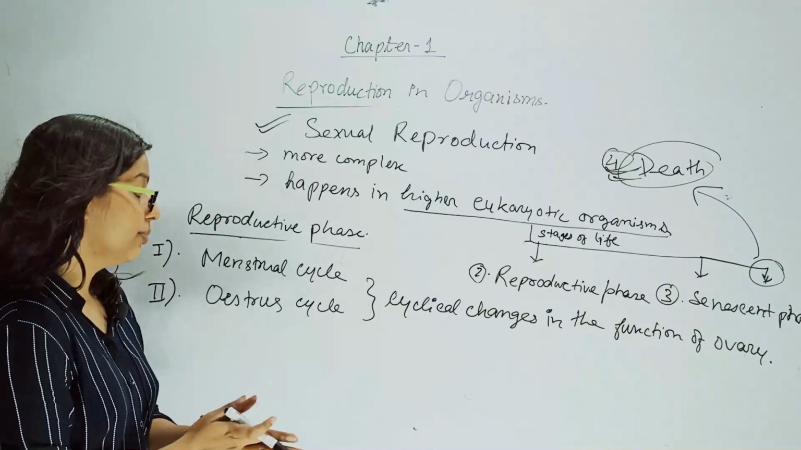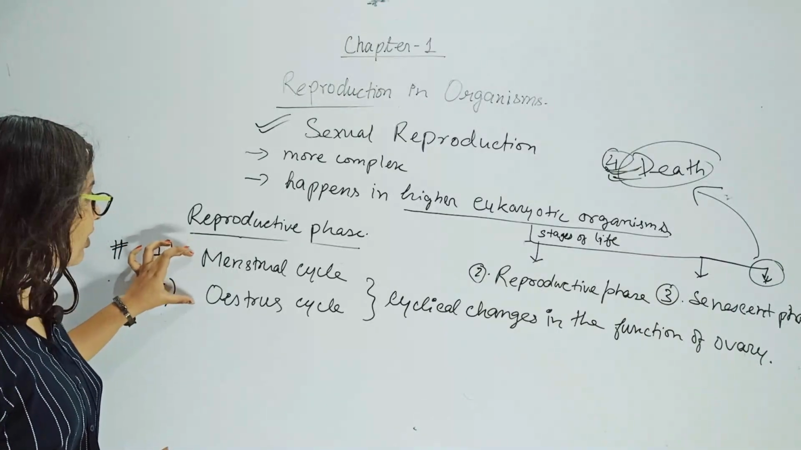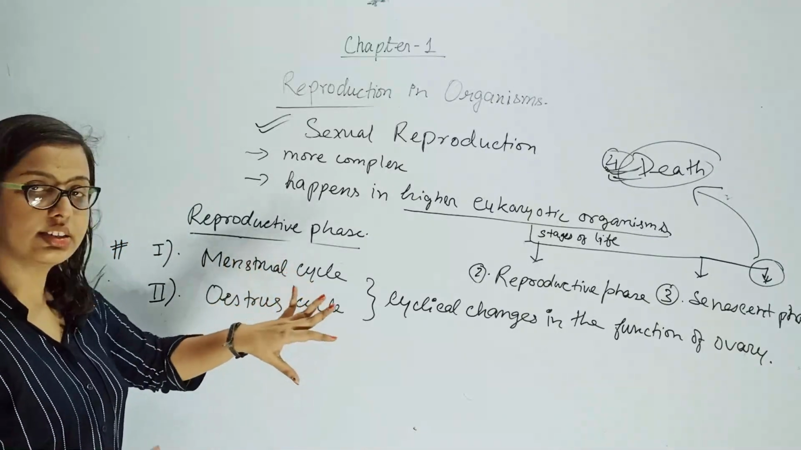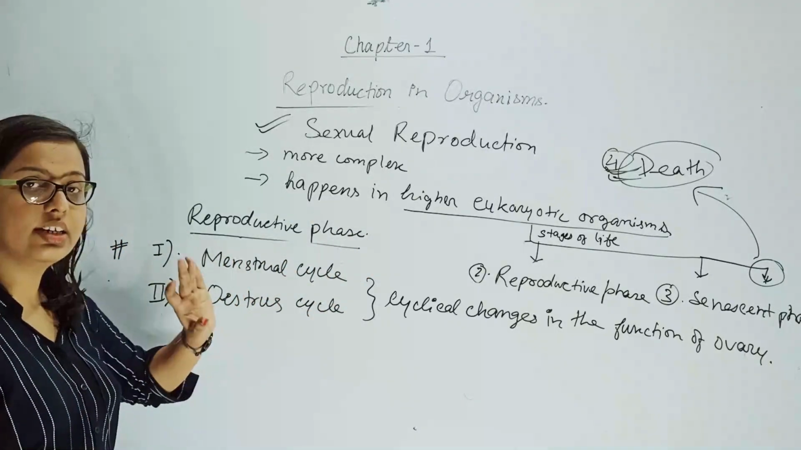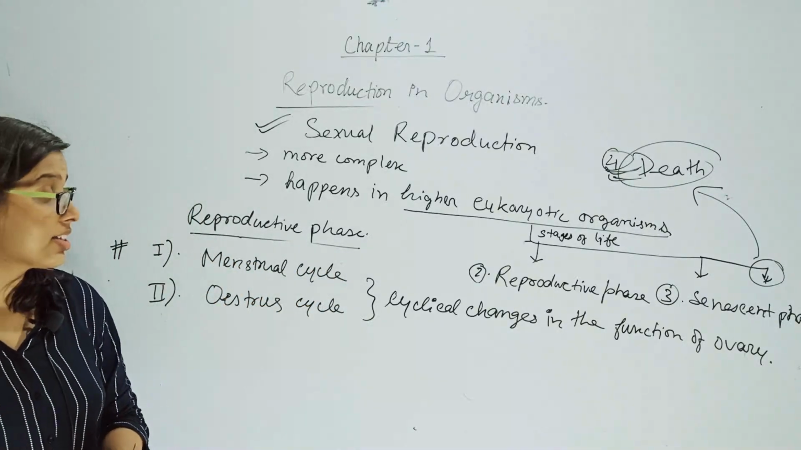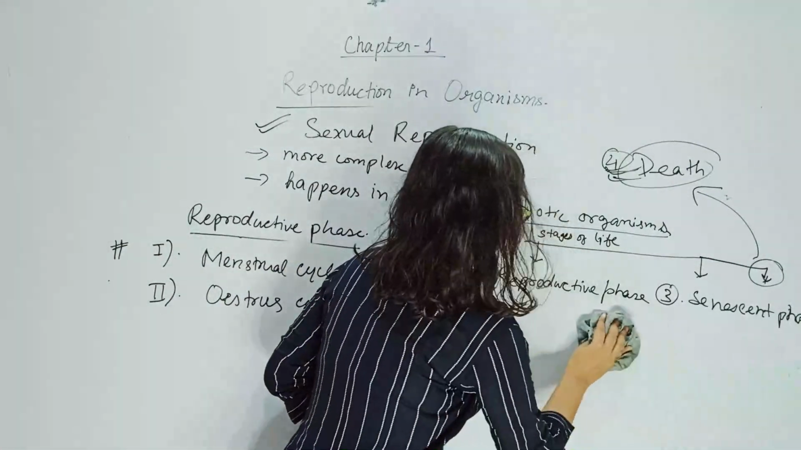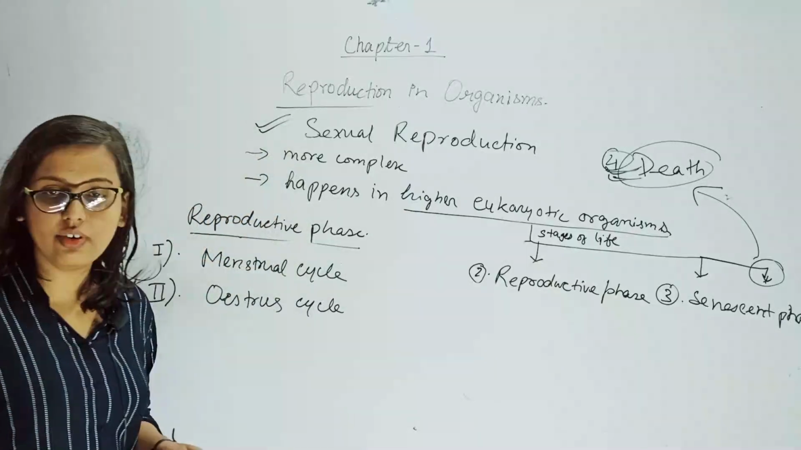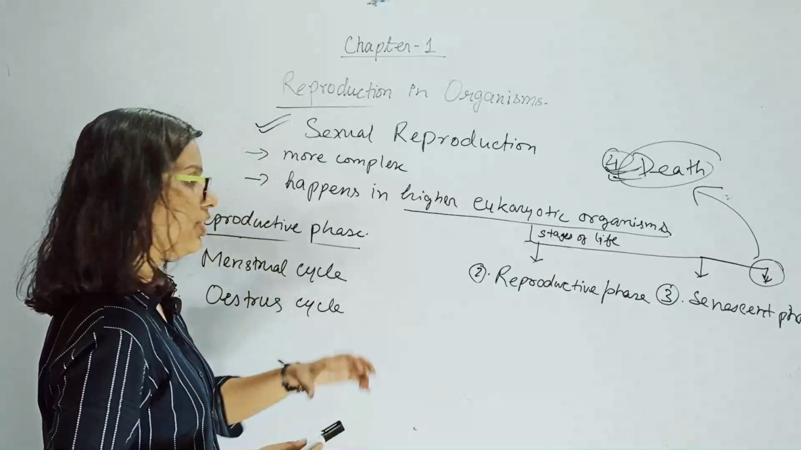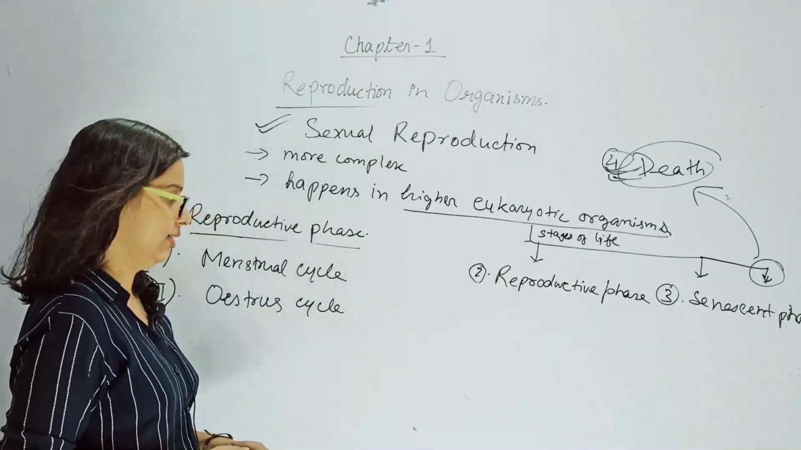What is important for your boards and NEET exam is to understand the differences between these two. The first difference, you have seen, is that the menstrual cycle occurs in primates and the estrus cycle happens in non-primates. So what are the other differences? Because when you are asked the question, you have to give at least 4-5 points. And if you are appearing for NEET exam, there will be various statements, and you will have to choose which apply to the menstrual cycle and which to the estrus cycle.